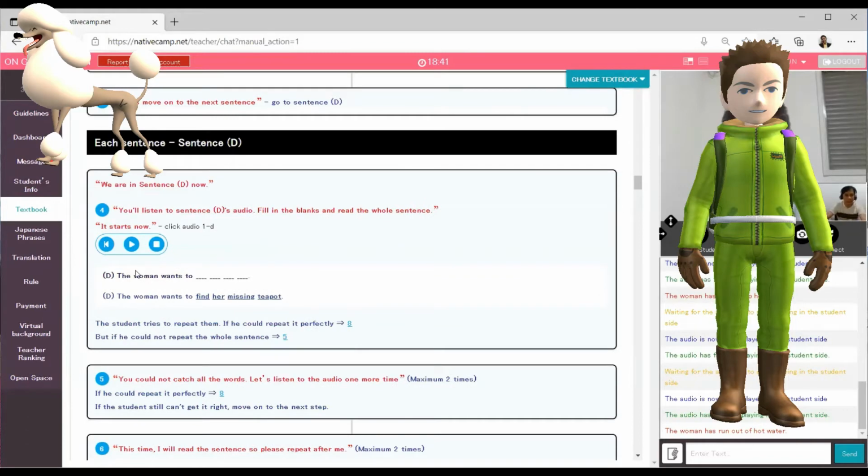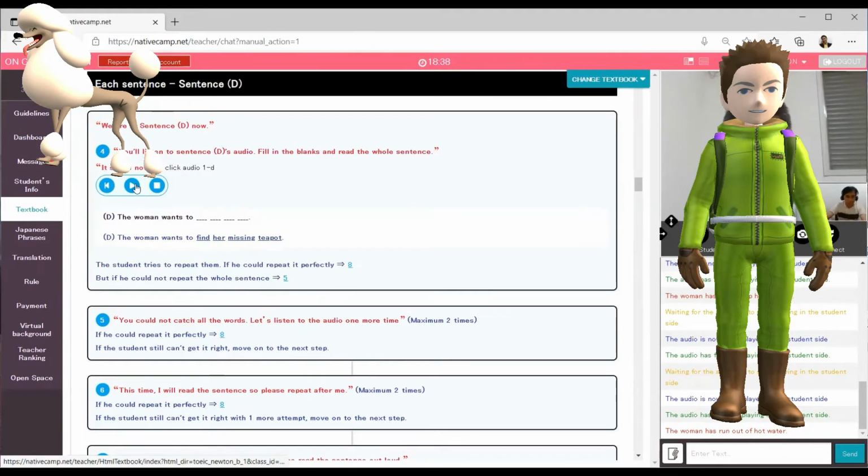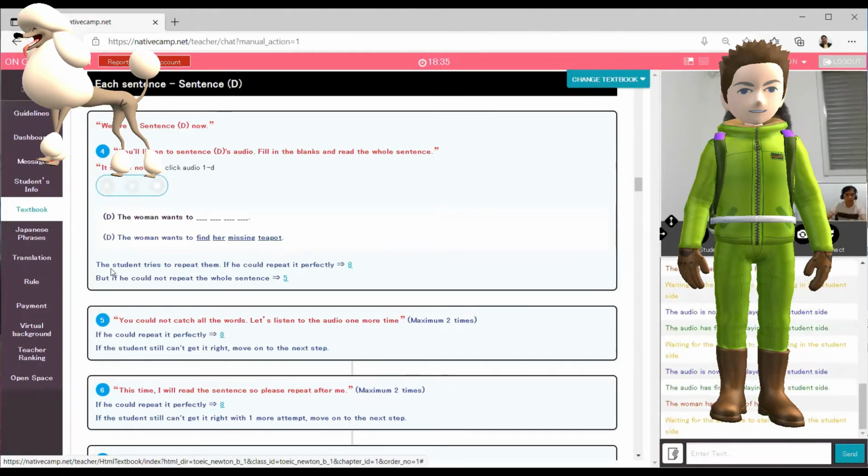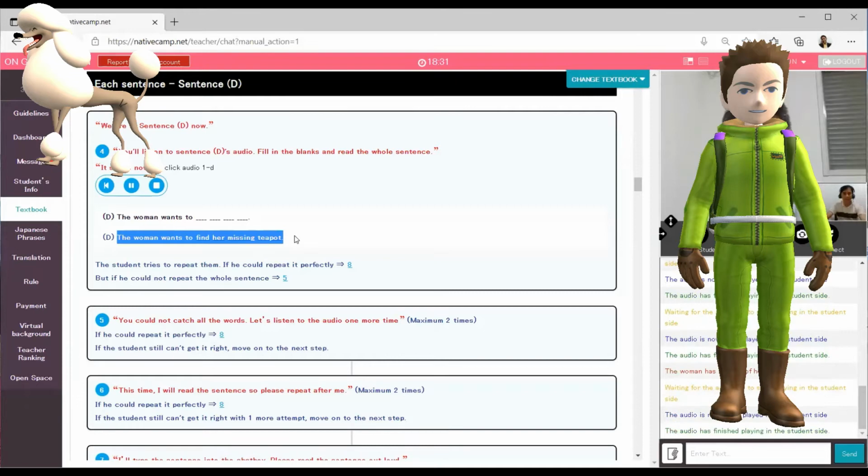Please listen again and fill up the missing words. Here we go. D. The woman wants to find her missing teapot. The woman wants to find a missing pot. Almost. You want to listen one more time? Please listen carefully. Here we go. D. The woman wants to find her missing teapot. Find her missing teapot. Yes, find her missing teapot.